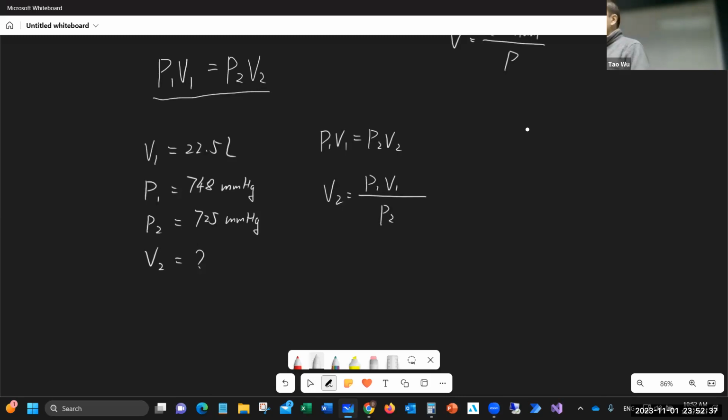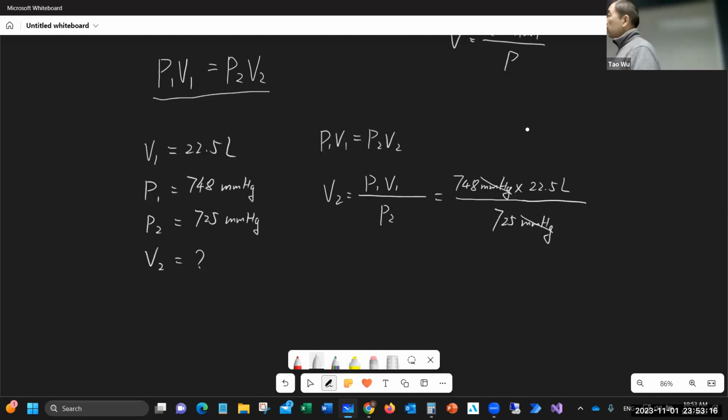V2 equals P1 times V1 divided by P2, right? Then if you list the parameters, that's going to be much easier for you. So you can just plug those numbers into the equation. That's it. So the P1 is 748 millimeter height of mercury, times V1, which is 22.5 liter, divided by P2, which is 725 millimeter height of mercury. And you will see the pressure units are the same, so they cancel. Left over is just liter.